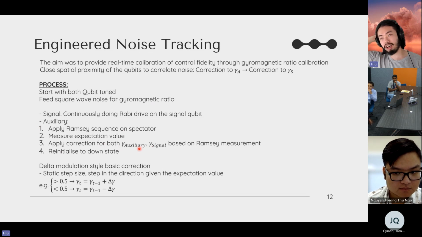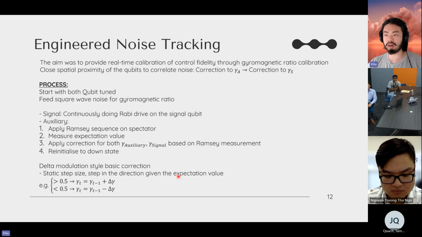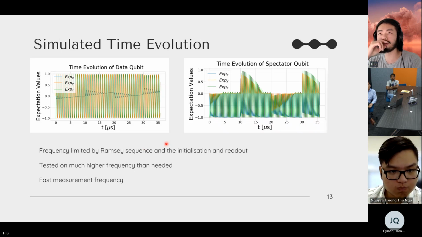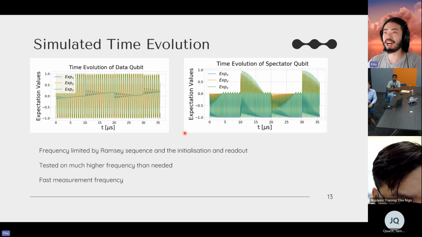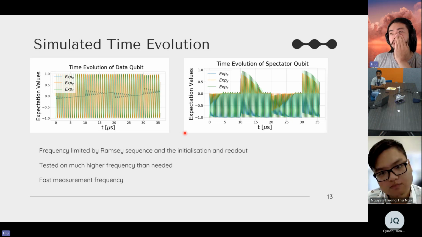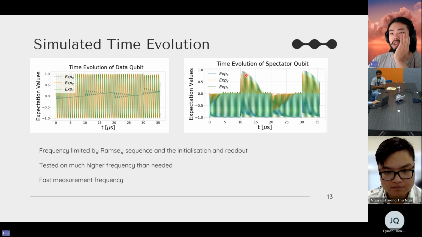The way I implemented the calibration with the Ramsey sequence measurements is a simple delta modulation tracking with a static step size, which steps in the direction given by the expectation value. For example, if it's larger than 0.5, I step in a positive direction, and if it's smaller than 0.5, I step in a negative direction. These are just the time evolution of the data qubit and spectator qubit. And I think the frequency of the feedback on the noise information is limited by the duration of the Ramsey sequence and also the qubit initialization and readout.